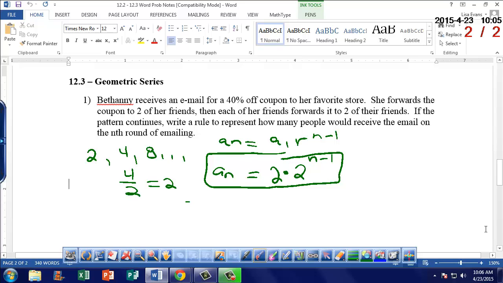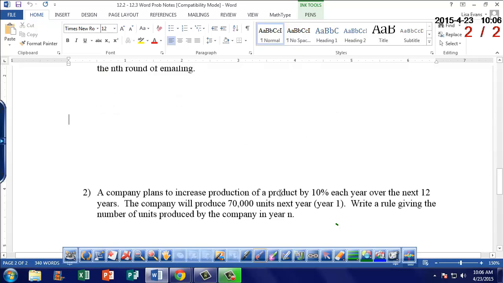And again, if there's more questions, how many people will receive it on the 10th round of emailing, then we're going to plug 10 in for n. If it asks for a total or a sum, that's when we bring the summation into a problem. Okay, let's go ahead and try the next one.